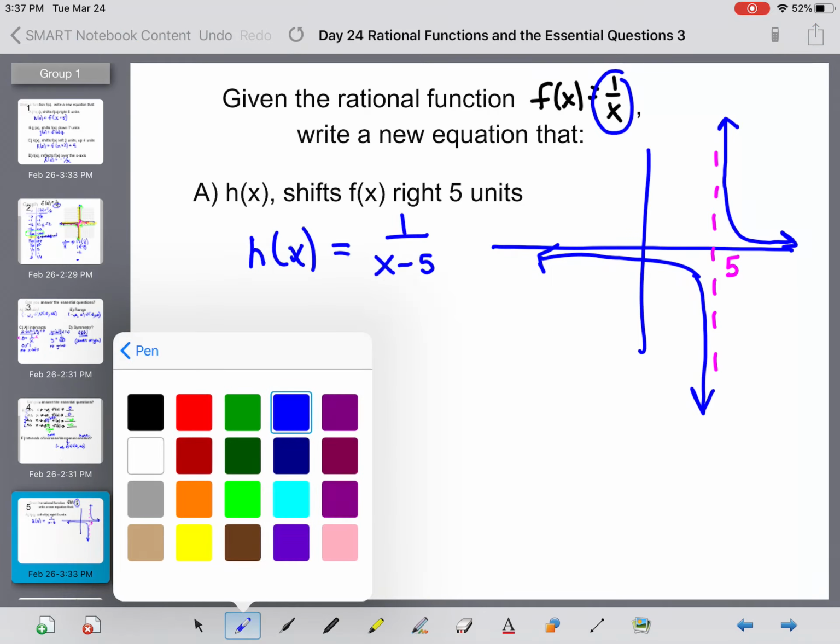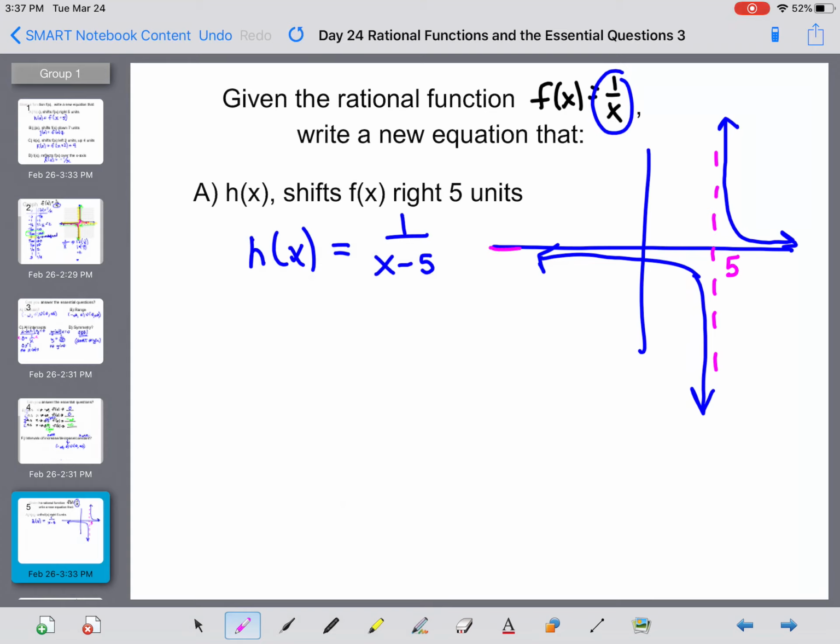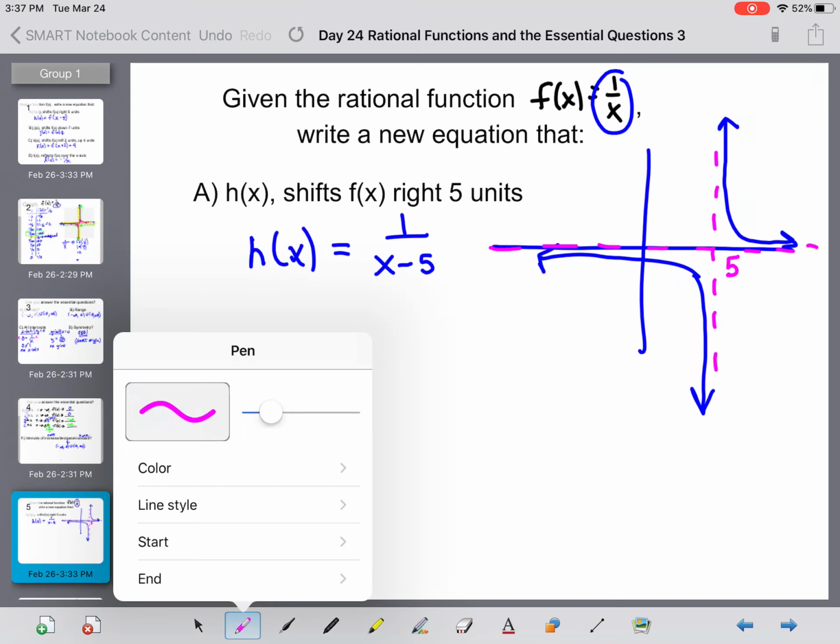I do want to take note. Notice I still don't have any y values that are equal to 0 here. So I'm going to dash that line right there on the x-axis just to say, hey, I'm getting really close to that y equals 0 value, but I'm never actually reaching it.